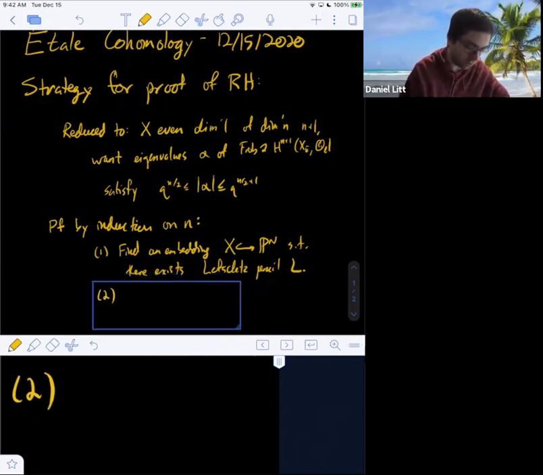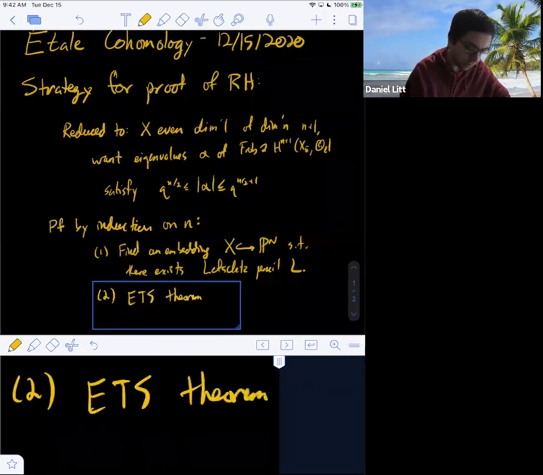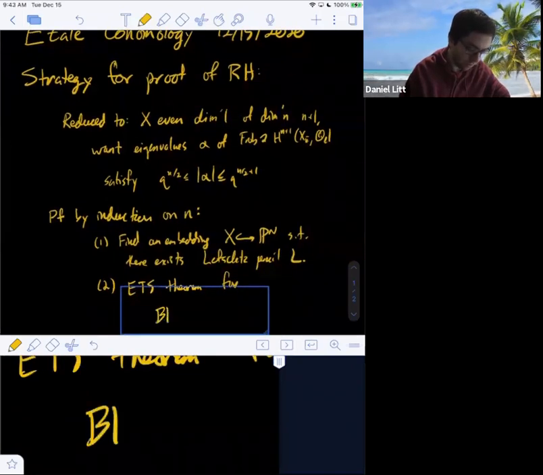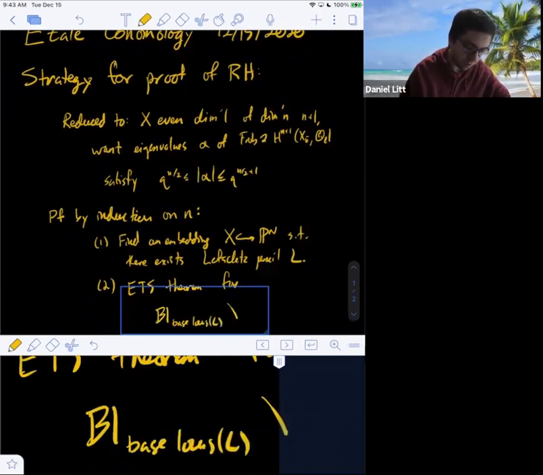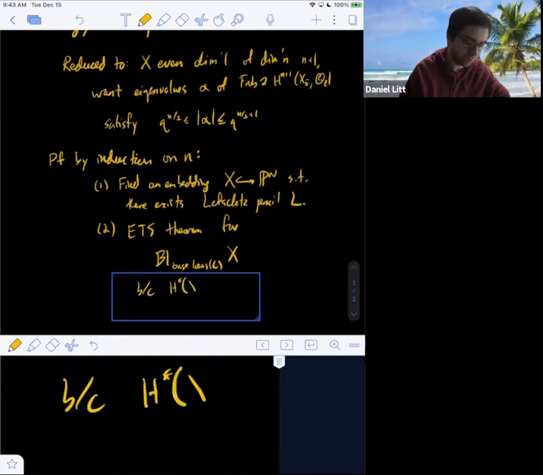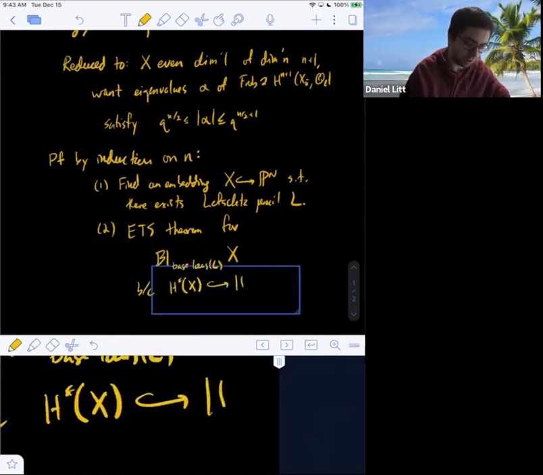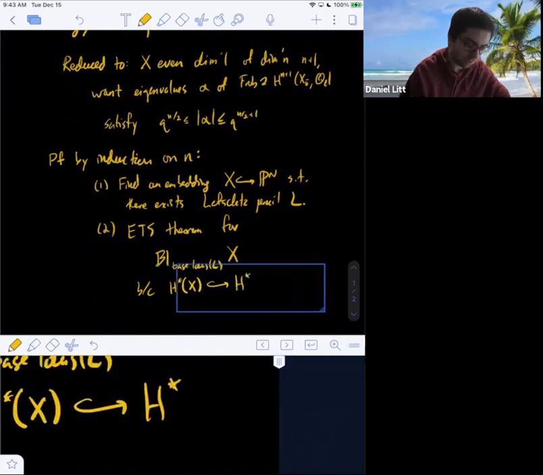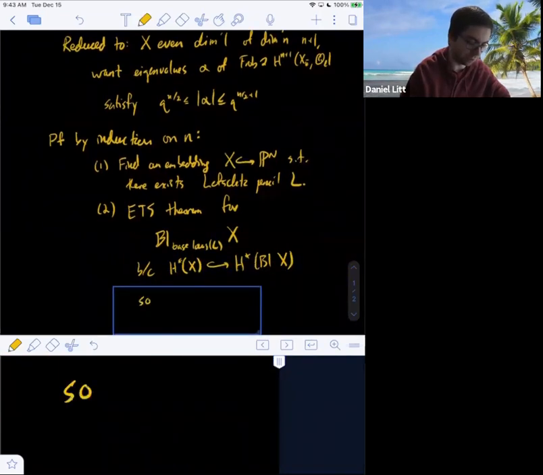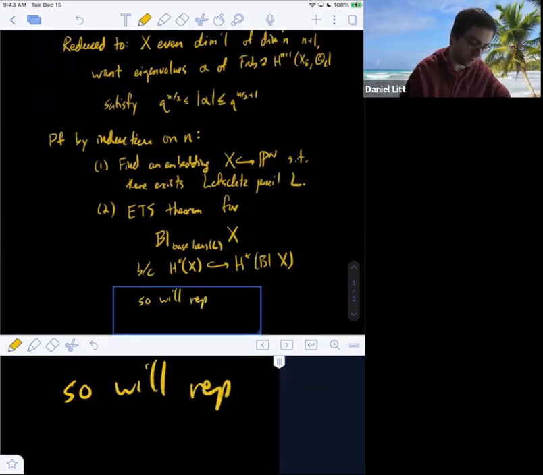All right. So step two is it's enough to show the theorem for the blow up along the base locus of L at X. And this is just by computing its cohomology. Because the cohomology of X injects into the cohomology of this blow-up, we're just going to replace X with the blow up.